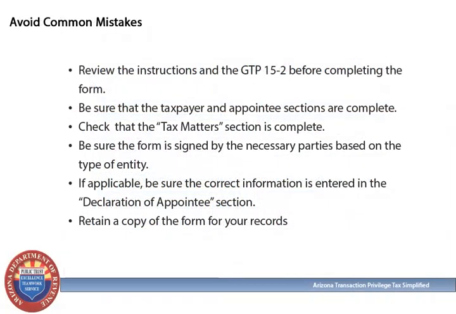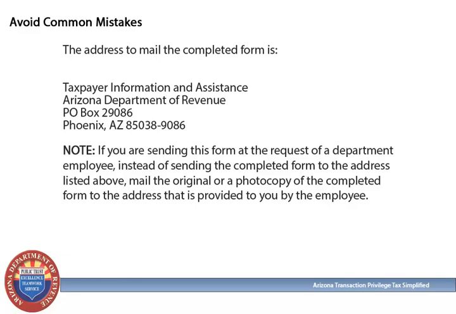Here are some tips to avoid some common mistakes. Review the instructions and the General Tax Procedure 15-2 before completing the form. Be sure that the taxpayer and appointee sections are complete, including identification numbers. Check that the Tax Matters section is complete. Be sure that the form is signed by the necessary parties based on the type of taxpaying entity. If applicable, be sure the correct information is entered in the Declaration of Appointee section. Retain a copy of the form for your records.